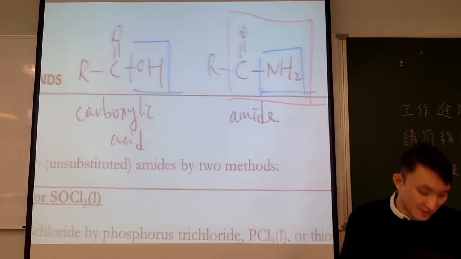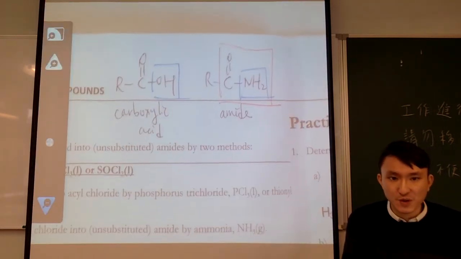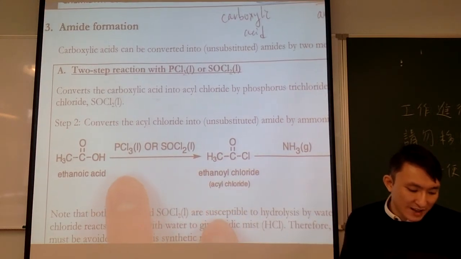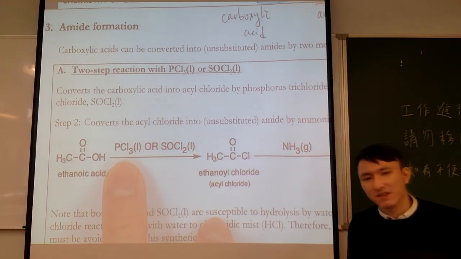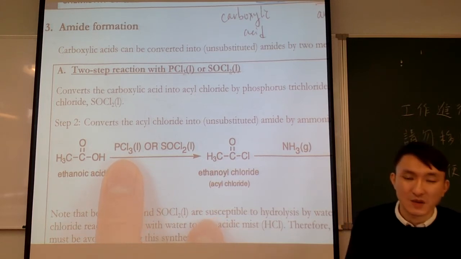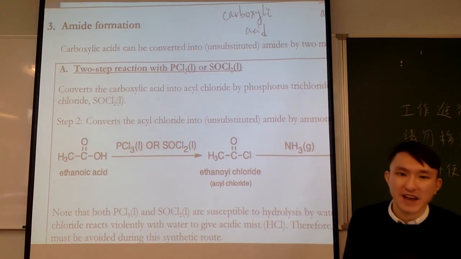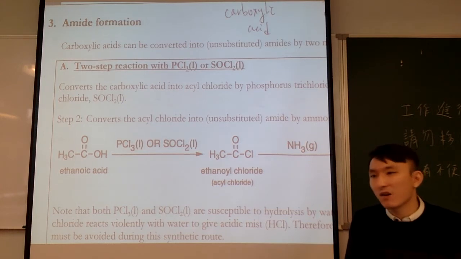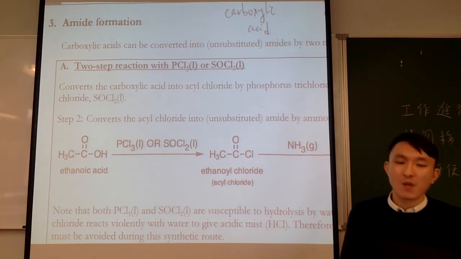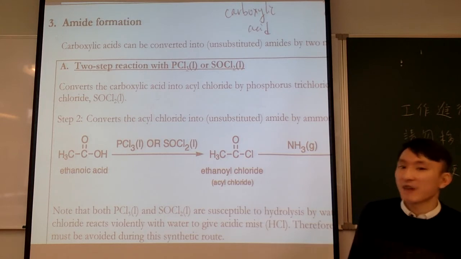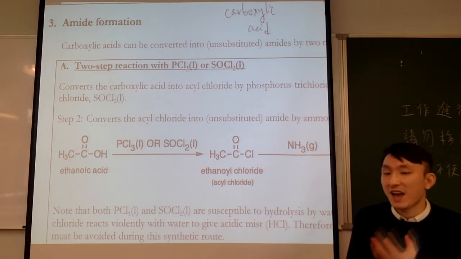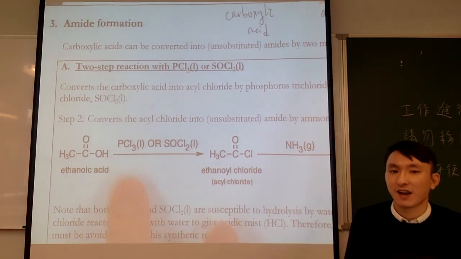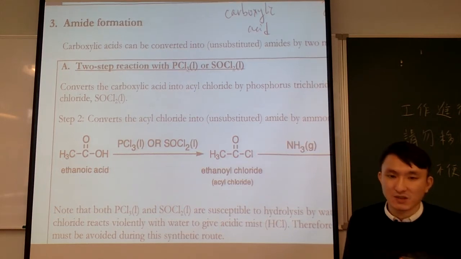There are two methods. The first one is a two-step reaction. First of all, we will add PCl3. PCl3 sounds familiar, right? We did talk about that when we talk about alcohol. There is one reaction called substitution reaction, where we try to convert alcohol into haloalkane. If you want to convert an alcohol into a chloroalkane, one of the methods is to use PCl3. And immediately it will do the substitution.